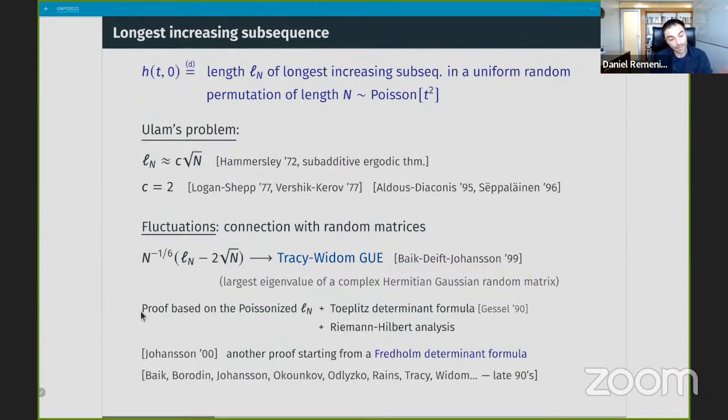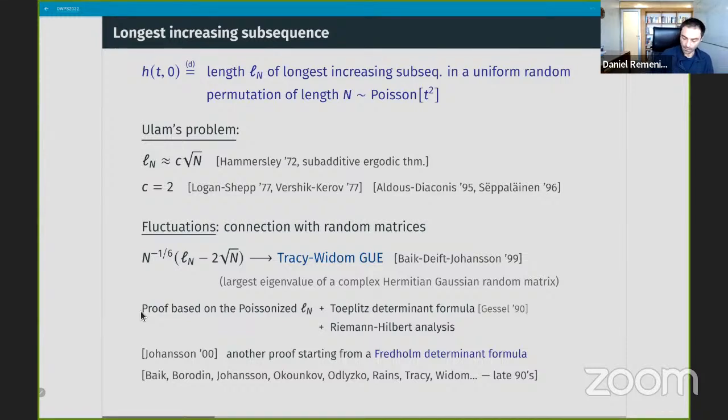So very quickly, the proof by Baik, Deift, and Johansson was based on a formula by Gessel using a Toeplitz determinant and a very complicated Riemann-Hilbert analysis, at least complicated for me. And then there was a lot of work around this. In particular, there's another proof slightly later by Johansson, which uses a Fredholm determinant formula. That's going to be closer to what I'm going to be discussing here. And then there's lots of names and lots of work, and I wouldn't be able to cite everything perfectly.